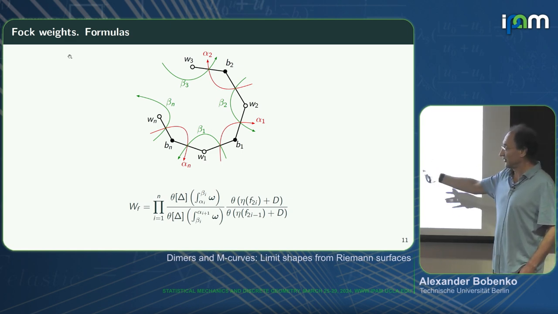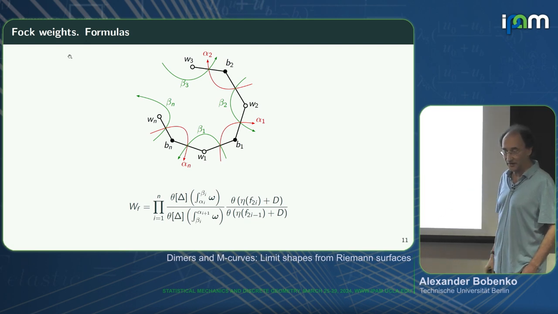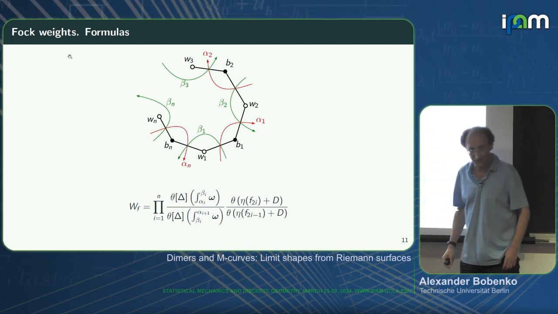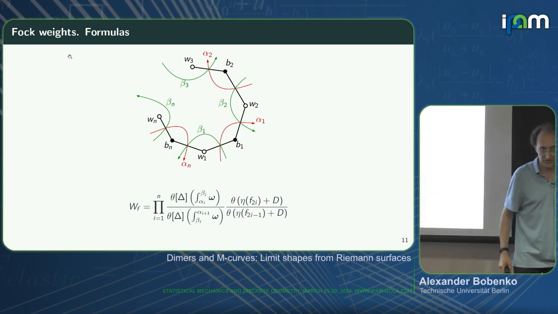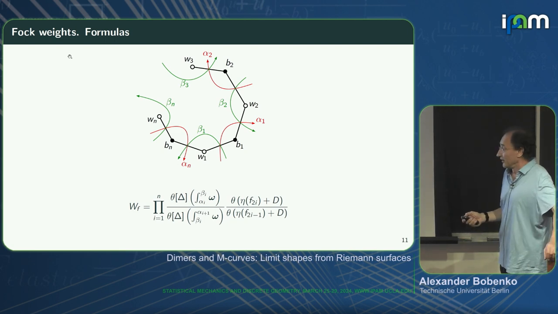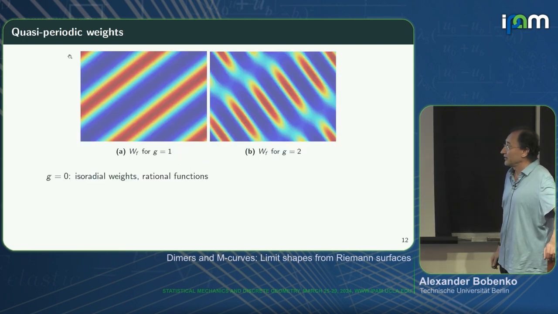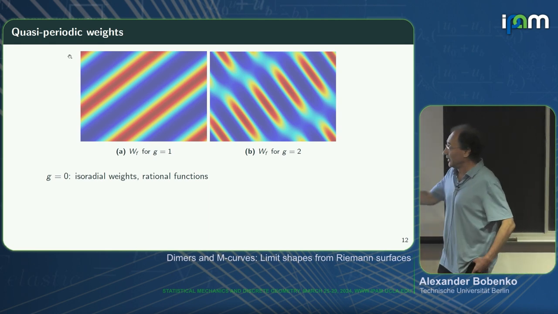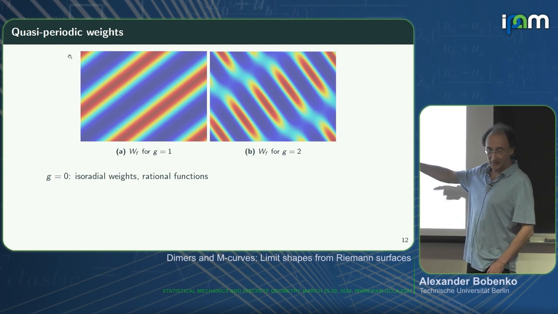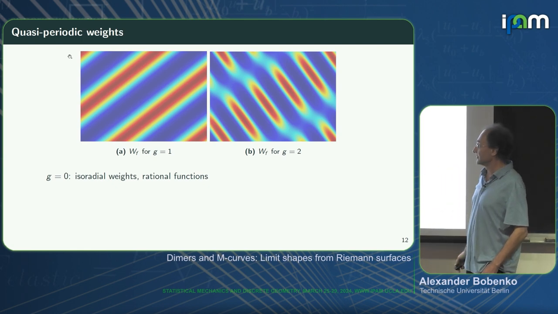It's clear that these weights satisfy this Kasteleyn condition, and they are given by these complicated formulas in terms of theta functions. These are multidimensional theta functions that come from the Riemann surface. What are my comments on this? First, for g equal to zero, these are isoradial weights, and the corresponding functions are rational functions.